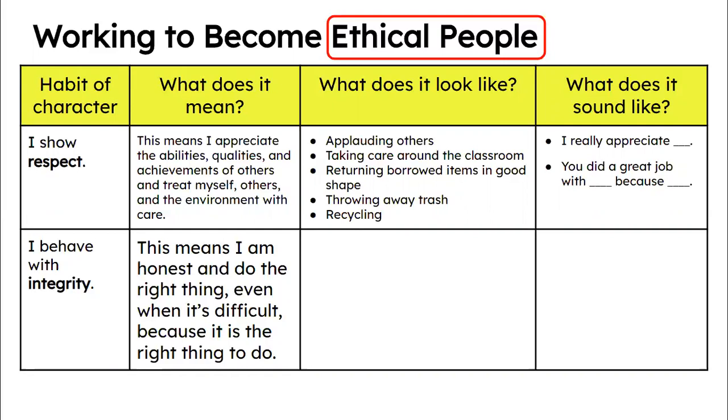But the integrity part means I am honest and do the right thing even when it's difficult, because it's the right thing to do. So what would that look like today and when you're doing the assessment? What would a student with integrity look like during the assessment or today? What would a student look like that had integrity? Sunny?